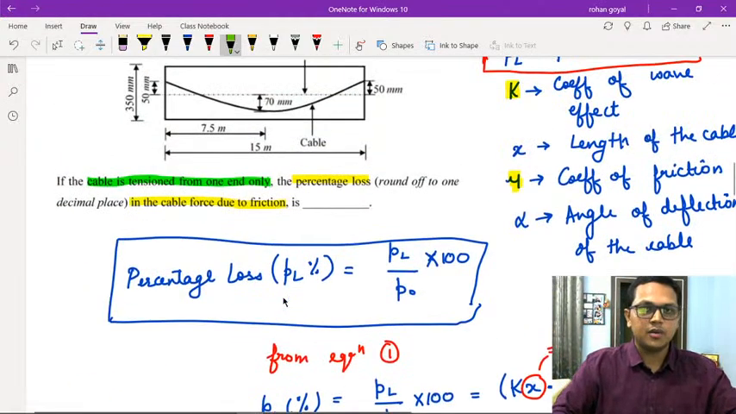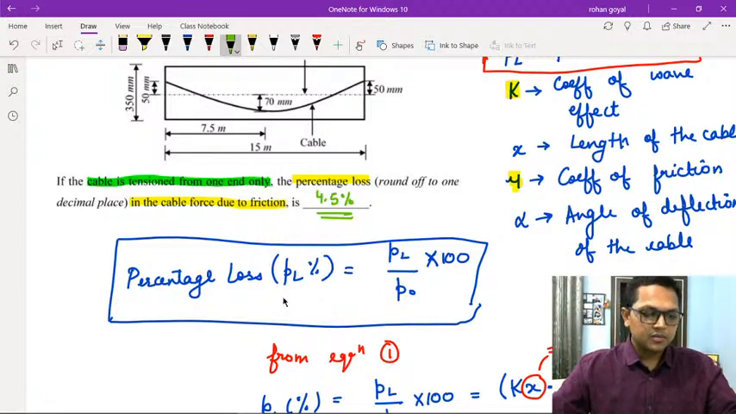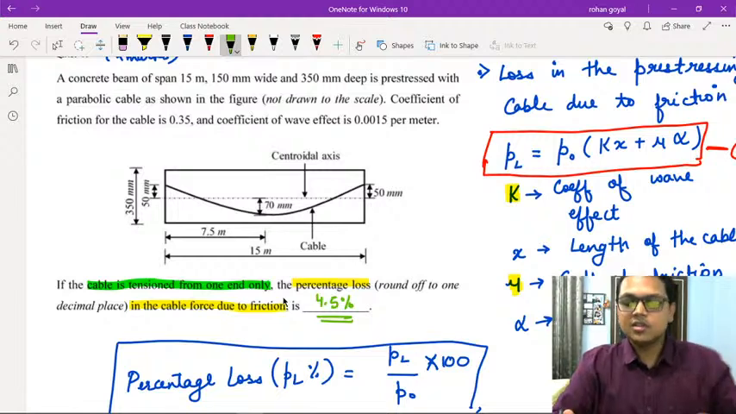The percentage loss is 4.5%. Any doubts up to this point? Any doubt in this question? Is this question clear? Yogesh, Shushmita, is there any doubt in this question? You can chat and tell me anytime.